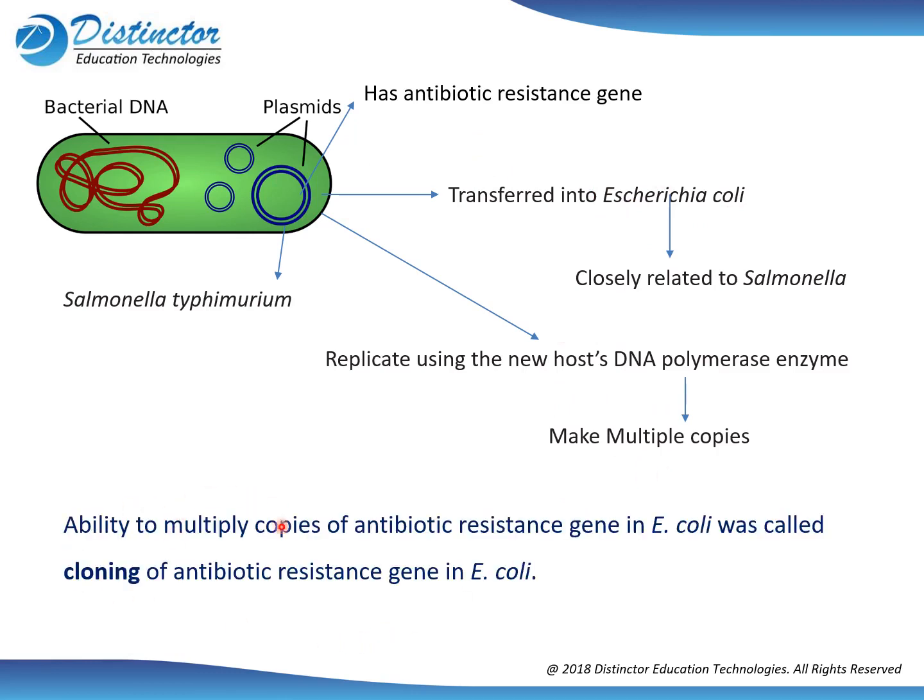So the ability to multiply copies of an antibiotic resistant gene in an E. coli is called cloning of antibiotic resistant gene. So we are going to clone an antibiotic resistant gene inside the E. coli with the help of a vector, that is a Salmonella typhimurium plasmid.